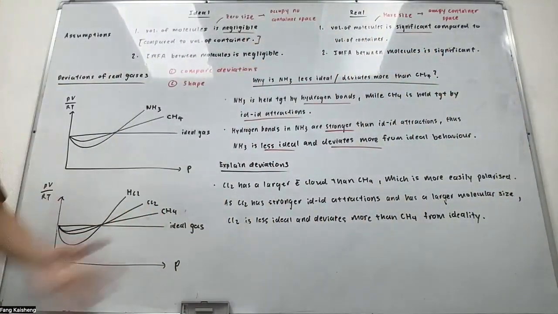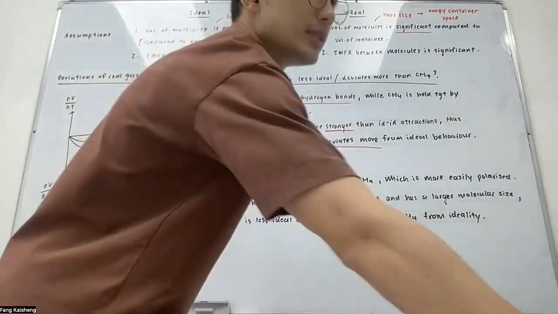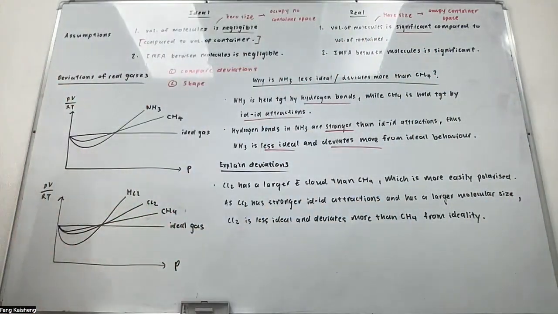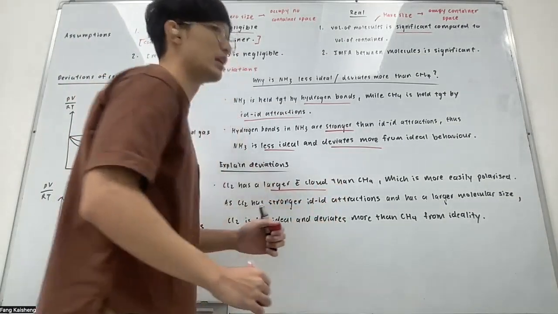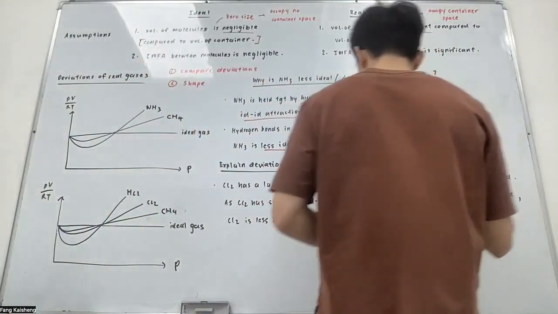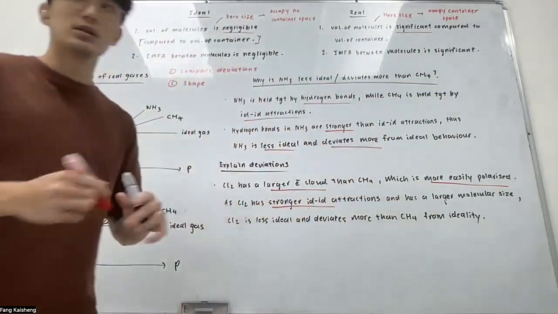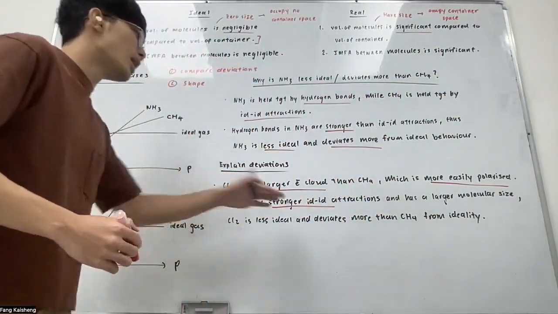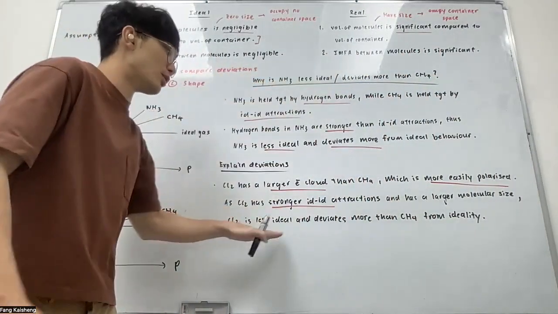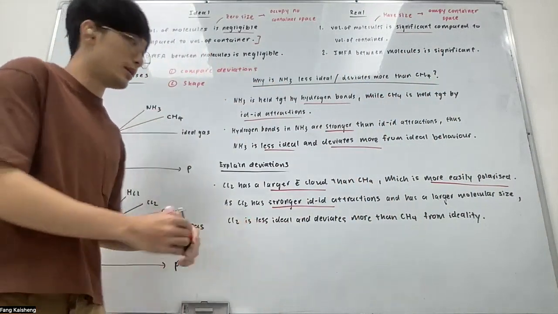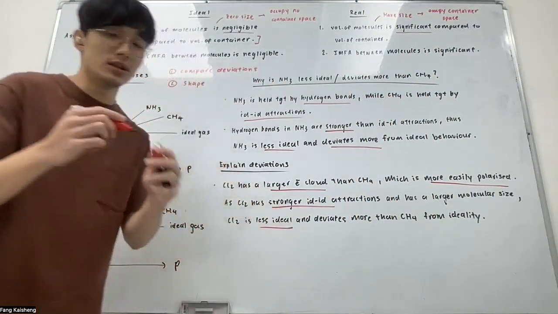Okay, so this is the first explanation. Comparing Cl2 against CH4. The first thing I noticed is that both of them are non-polar. So I compare the electron cloud size. Cl2 is clearly larger. Larger means more easily polarized, stronger ID-ID attractions. So that right there is a chem bonding concept. Having stronger intermolecular forces already means it is more significant, so it points to the fact that it is less ideal. So that's the first explanation.